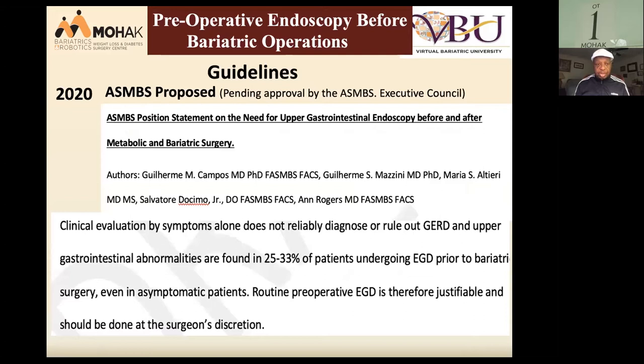However, in 2020, the ASMBS is going to propose routine endoscopy, and the thing is justified. This is the proposal that was sent to all the members. We all sent in our feedback. It has not been formally adopted, but I believe the Executive Council will adopt it before the end of the year. And routine endoscopy, therefore, is justifiable and should be done by the surgeon, even though they still keep it at the discretion of the surgeon. Next.